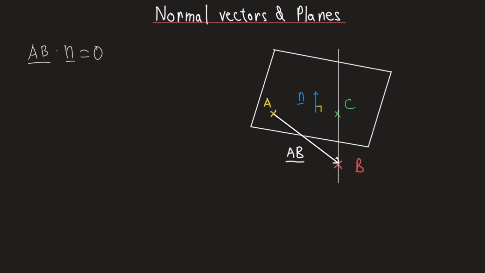Now, going back to our original question, which was trying to figure out why this equation over here essentially dictates whether our point B lies on the plane or not. Well, we can see that we can write our vector AB in a different form. Indeed, our vector AB can be rewritten as the vector AC added with our vector CB, which means that we can rewrite this equation as AC plus CB dotted with our normal vector N.